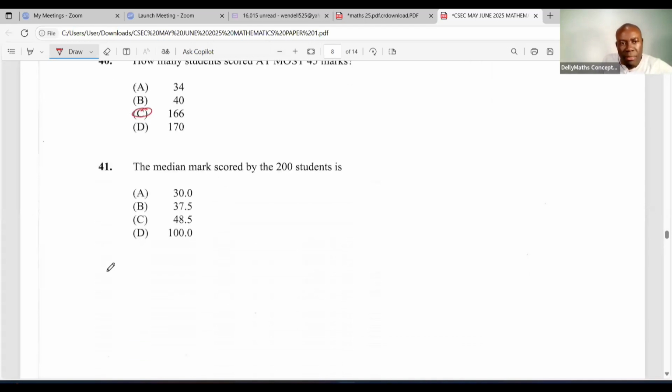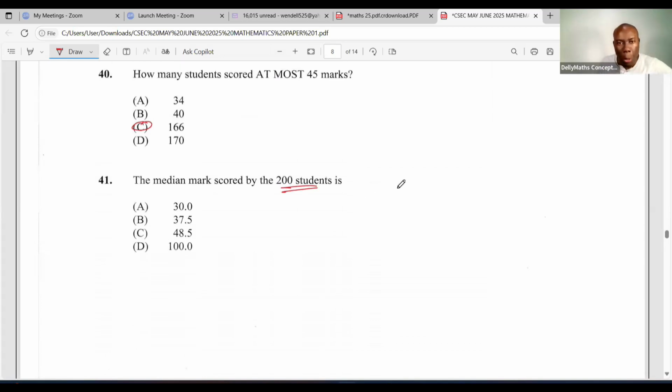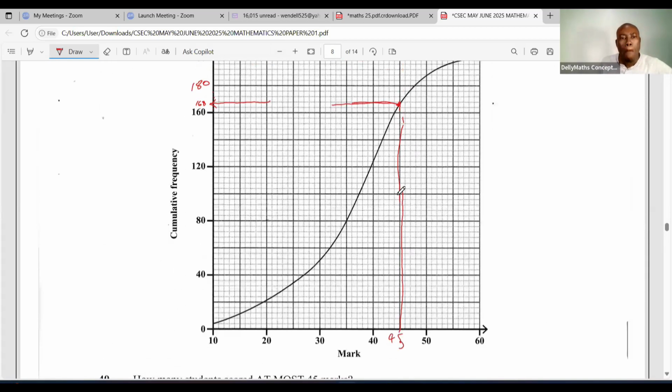The median, let's go, 200. The median is actually the middle, which is 50%. It's 200 students, so you go to where 100 is, and then you just go across quickly and walk it. It's going to come down in this no man's land here.